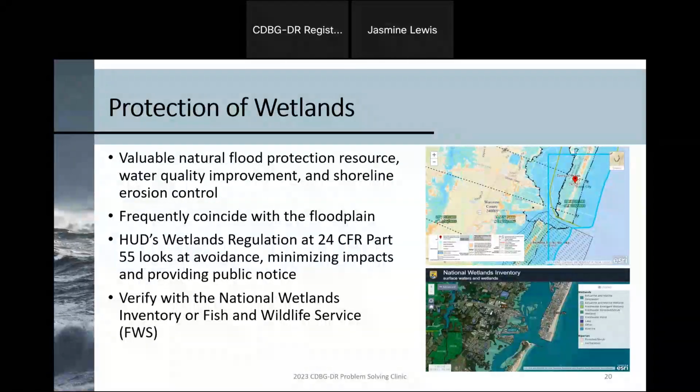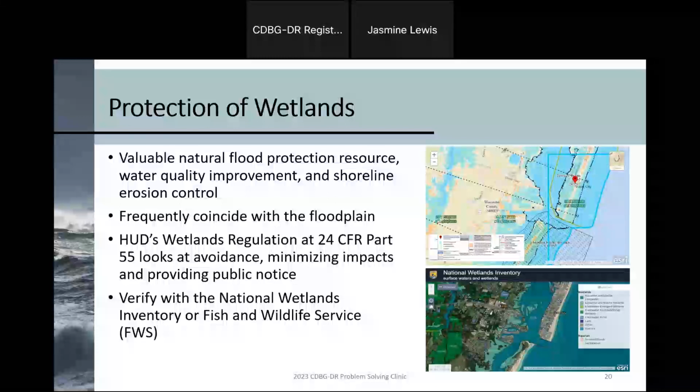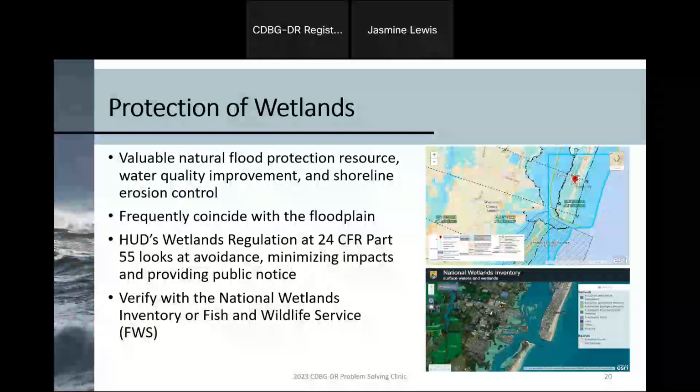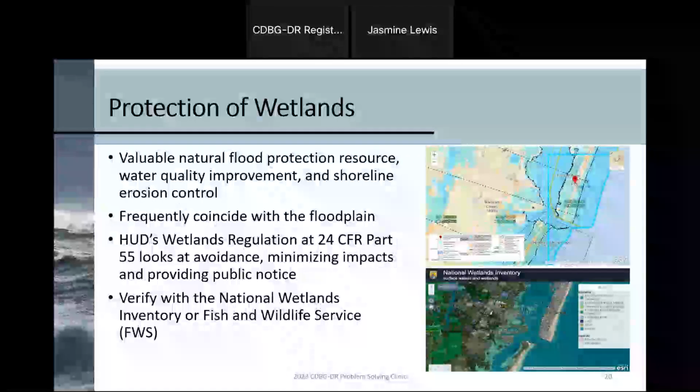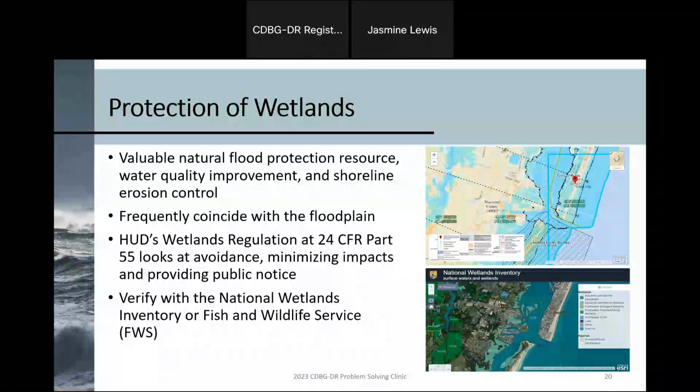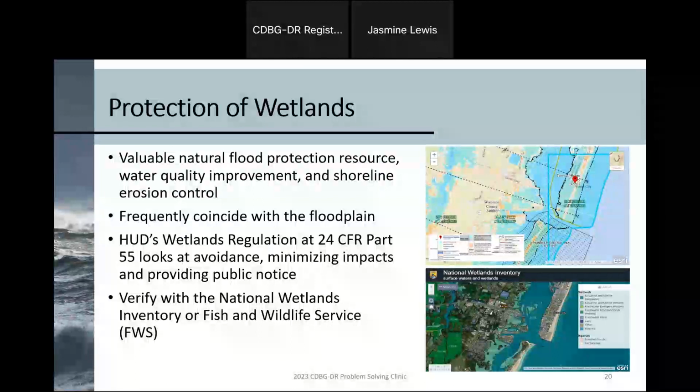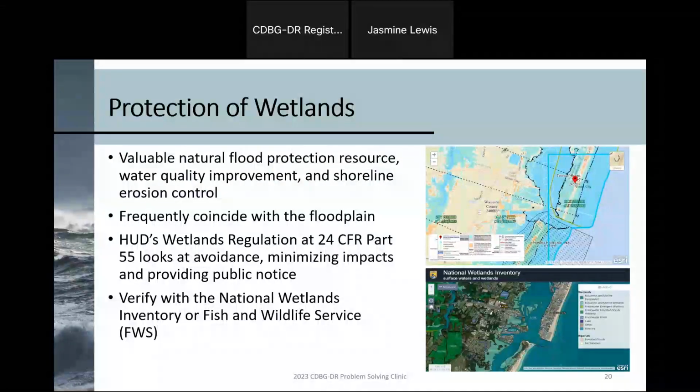So we want to ensure that we are protecting wetlands to the fullest, which is outlined once again in 24 CFR Part 55. And it's worth emphasizing that this also has those same three key elements for consideration of trying to avoid, minimize impacts, and provide a public notice for wetlands.